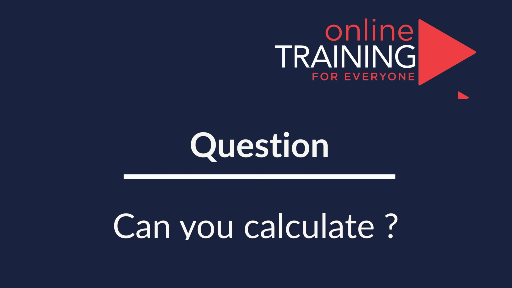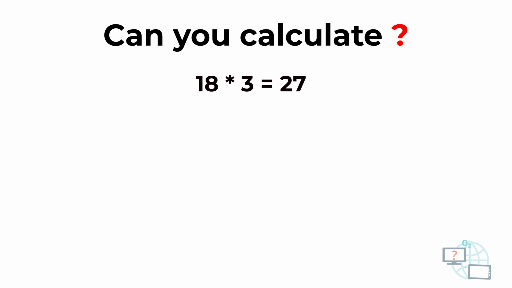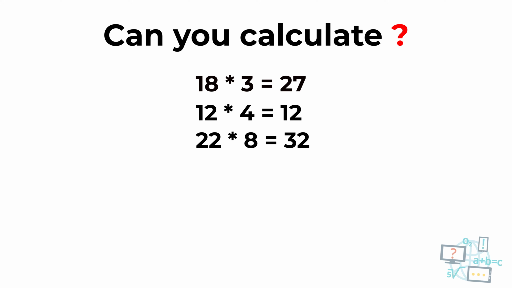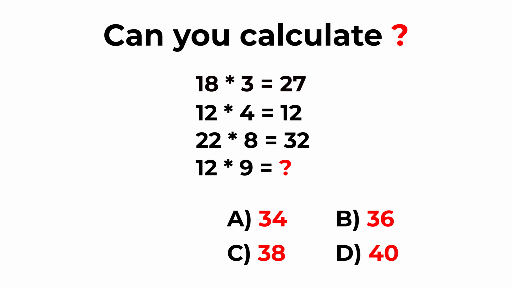Here's an interesting problem from the real test. You're presented with 3 full expressions. 18 by 3 equals 27. 12 by 4 equals 12. 22 multiplied by 8 equals 32. And you need to calculate the missing number in the expression 12 multiplied by 9. You have 4 different choices. Choice A, 34. Choice B, 36. Choice C, 38. And choice D, 40. Do you see the answer?